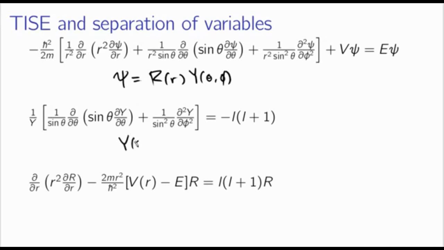separation of variables to this, Y of theta and phi being expressed as some function capital Theta of theta times some function capital Phi of phi. And that gave rise to our Y_lm of theta and phi, our spherical harmonics. The radial part we put off, so let's see what that looks like. What does the radial equation get us?